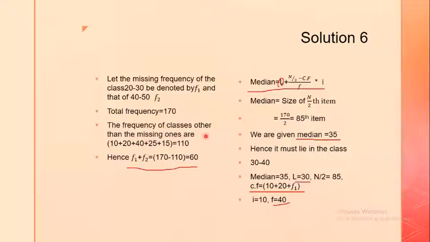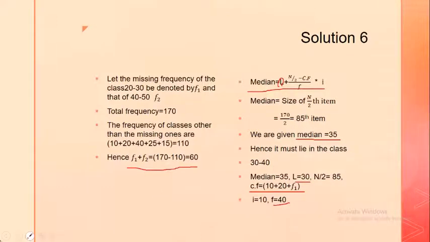So the total of the frequencies of the classes other than the missing ones is what? 110. And the total frequency is 170. So what is the total of the missing frequencies? Yes, f1 plus f2 is equal to 170 minus 110, which is equal to what? 60. So the total of the missing frequencies is 60. So you have one equation over here. Then another equation is, you know what your median is. So your median is 35.